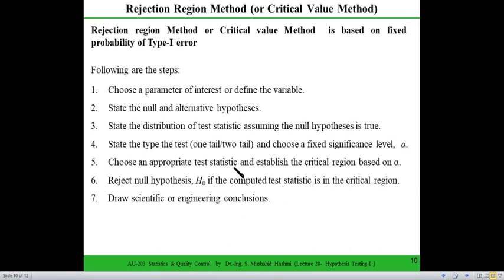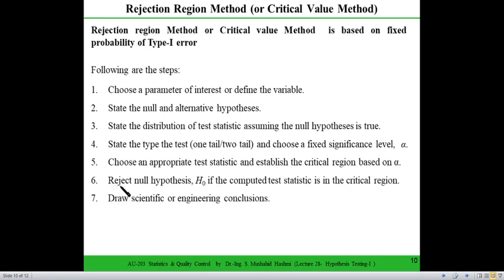Then you choose an appropriate test statistic. It depends upon the distribution. Most of the time we are dealing with the normal distribution, or any distribution which is close to the normal distribution, so the test statistic would be a z value. And we have to establish the critical region based on the significance level, or the probability of a type 1 error. Based on that, you check whether there is sufficient evidence from your test statistic, whether it is in the region of rejection or not.